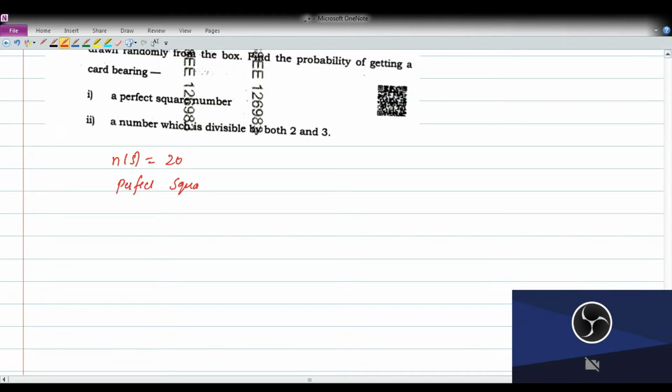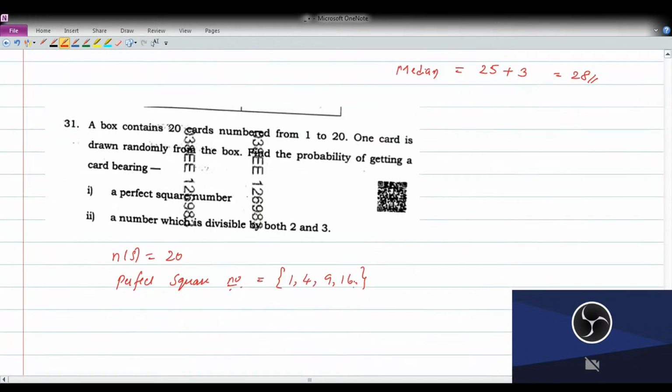Perfect square number. Let us find out perfect square numbers from 1 to 20. 1 is a square number, 4 is a square number, 9 is a square number, 4 squared, 16, is a square number. 5 squared, 25, will be more than 20. Therefore it is not possible to get 25 because the cards are numbered from only 1 to 20.